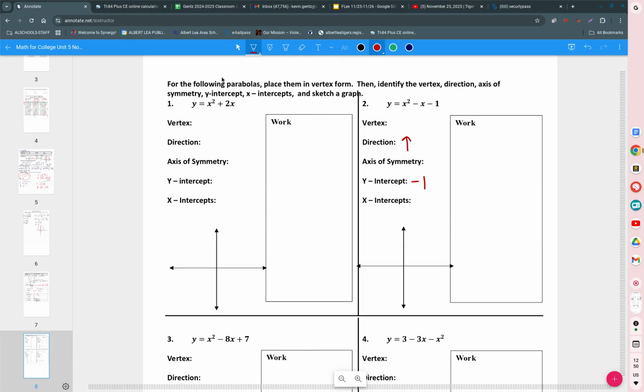To find the vertex, I use this equation of -b divided by twice the a value. So -b is going to be opposite whatever you see in front of the x. So instead of a -1, it's a +1, divided by 2 times the number in front of x squared, which is 1, so I get a half.